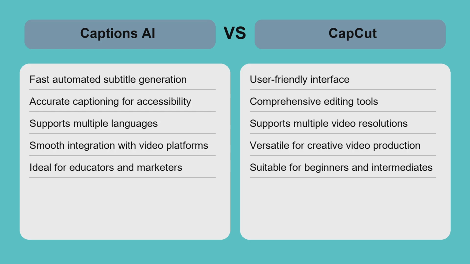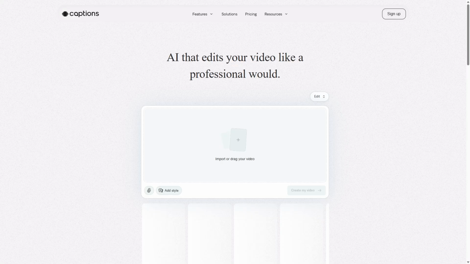Choosing depends on whether your priority is seamless captioning or versatile editing. Both tools complement different stages of video creation, so some users might even combine them for the best results.